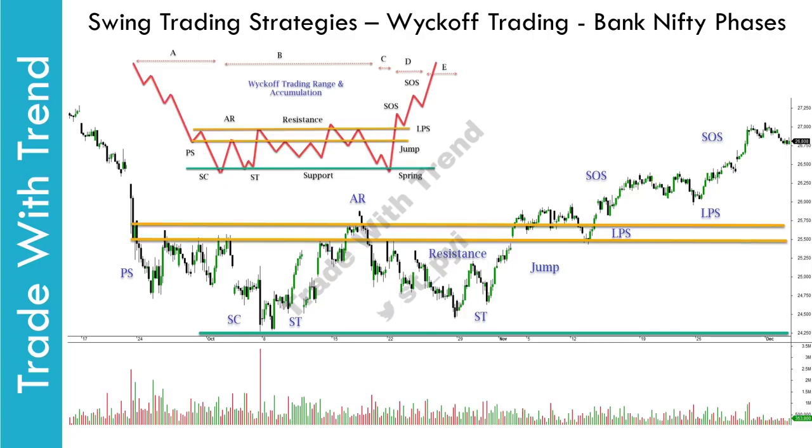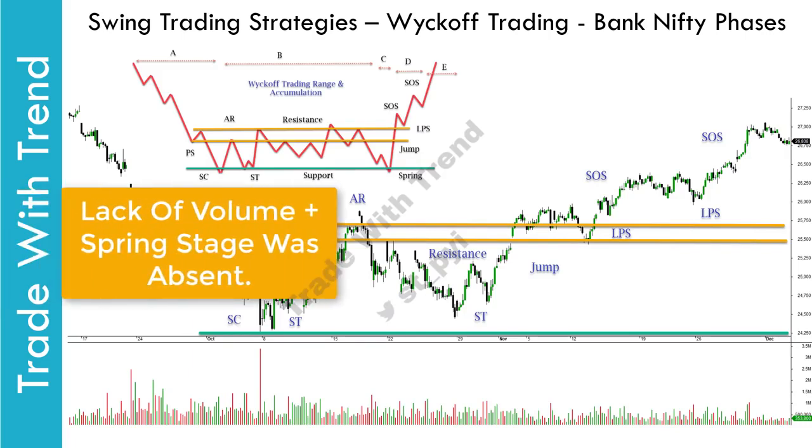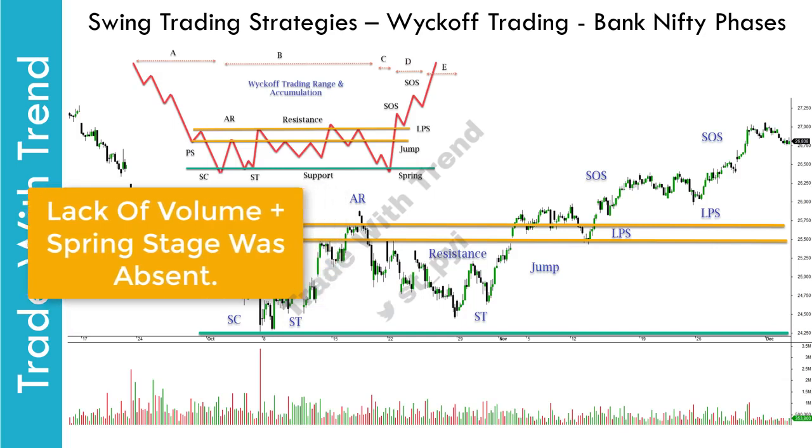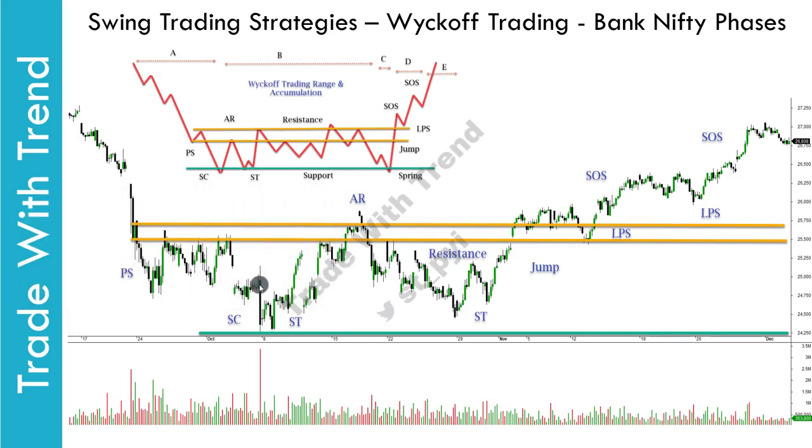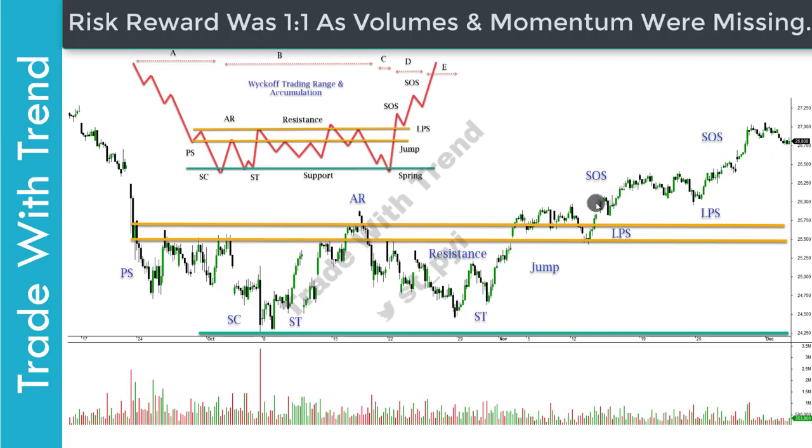So there are a couple of variations that have played out. Number one, lack of volume while breakout, and number two, the spring stage was absent. Such variations are not uncommon. So the range of price was 1200 points, that is from 24,200 to 25,500. Approximate movement was 1:1 risk reward as price moved from 25,500 to about 27,000. This was mainly because there was no expansion of volume seen when price broke out from the range. This was something that we covered in the risk reward section.